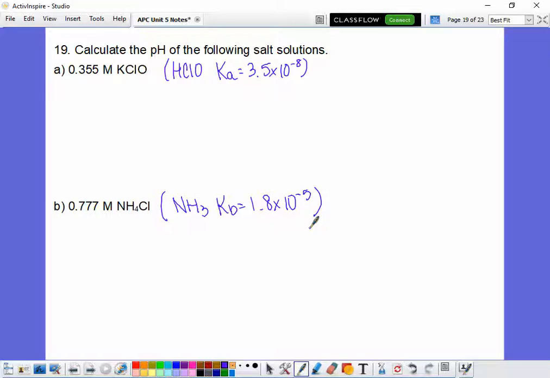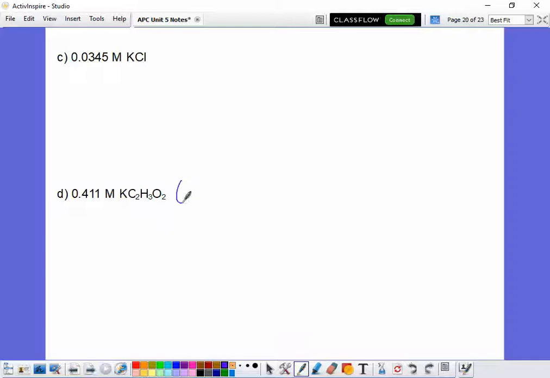Okay. Let me give you D. I did just look them up during 7th block. And if you notice, the Kb of ammonia and the Ka of acetic acid are the exact same values. 1.8 times 10 to the negative 5. And I've been doing this for almost 20 years.